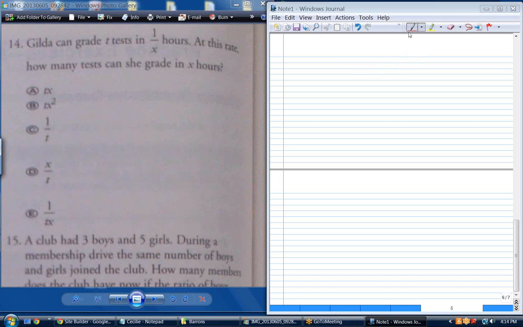Okay, she can grade t tests in 1 over x hours. At this rate, how many tests can she grade in x hours? Well, I mean, wouldn't you just have to pick some numbers again?